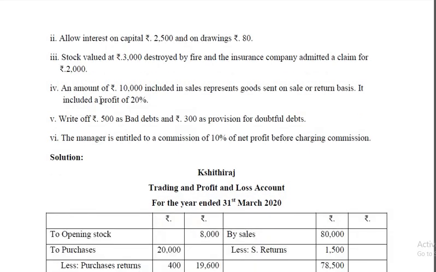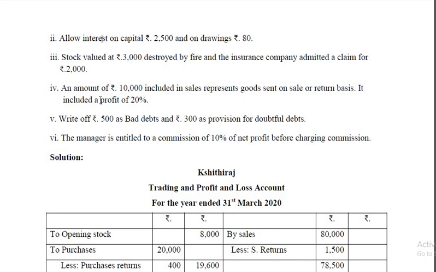Look at the third point. Stock valued at rupees 3,000 destroyed by fire and the insurance company admitted a claim for rupees 2,000. So here the total loss caused by fire should be credited to trading account. So trading account is credited by goods destroyed by fire 3,000. Then the insurance company admitted the claim of rupees 2,000, so 2,000 is due by insurance company. That will come to the asset side of the balance sheet.